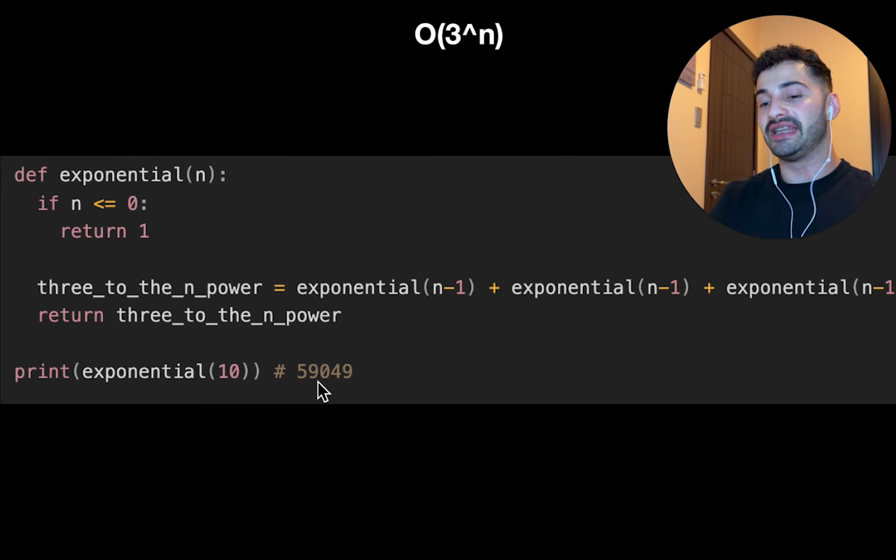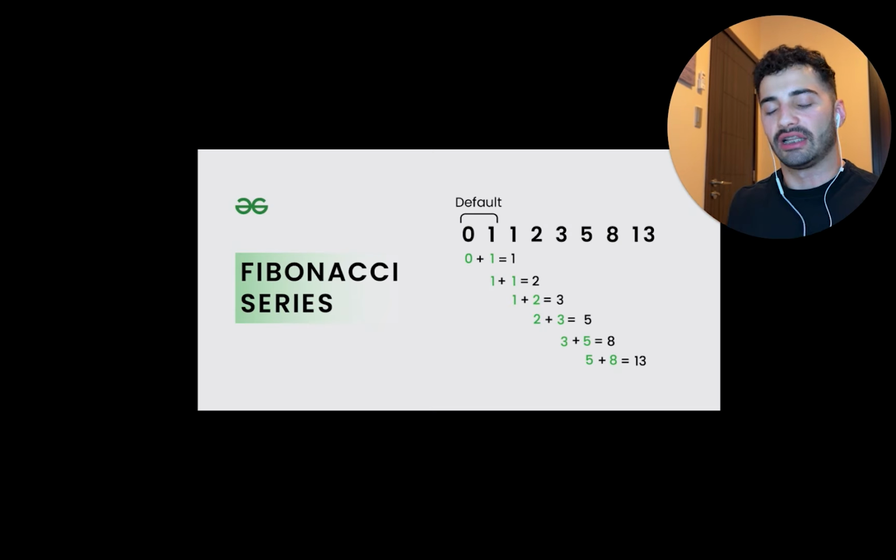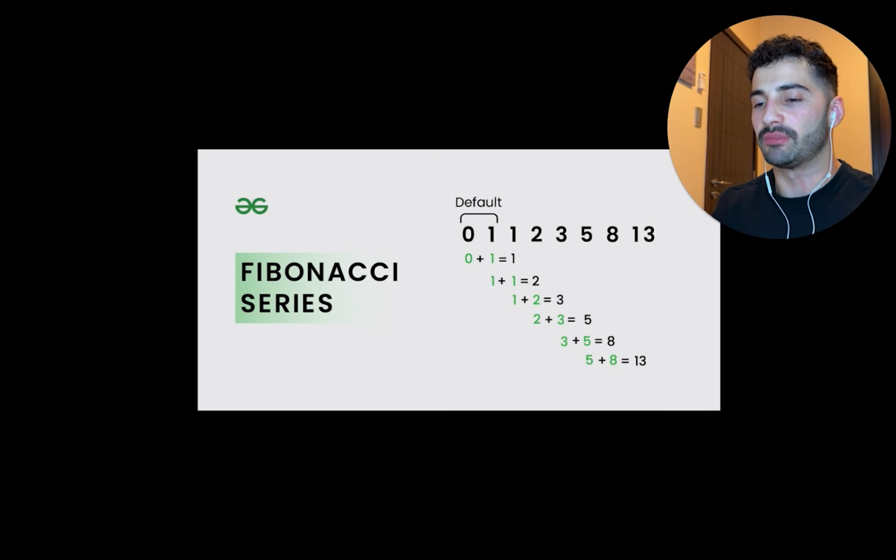And there's actually going to be 59,049 of those call stacks at the very bottom. And it's actually going to be equal to 3 to the power of n. So I already tested this code, and this code does in fact print this number, which is equivalent to 3 to the power of 10. Right? So now let me explain a more practical algorithm that is exponential.